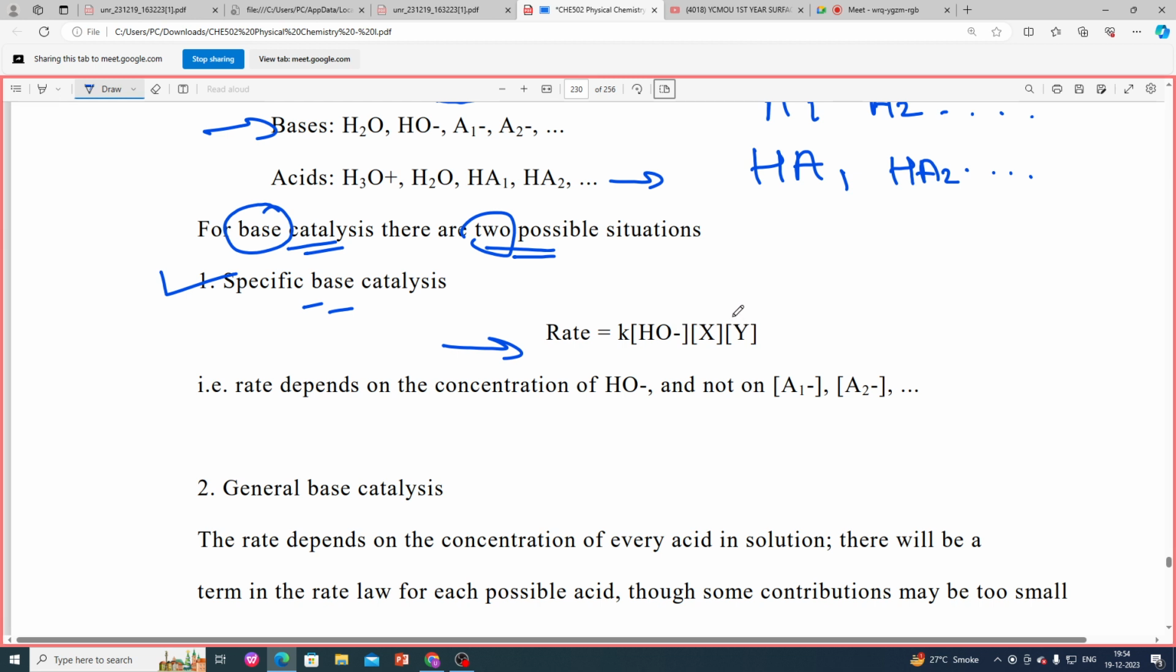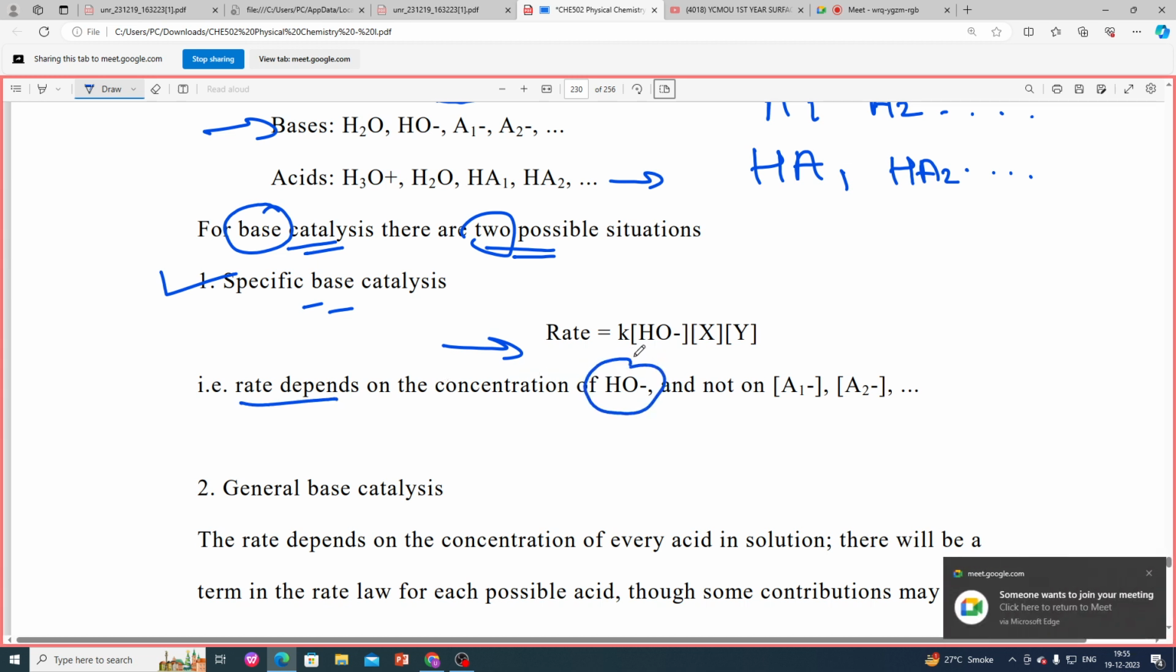Okay, so X and Y, these are the two reactants that can be there. So we can write here instead of this, concentration of X and concentration of Y. That is, the rate depends on the concentration of OH minus and not on the concentration of A1 minus and A2 minus. यहाँ पे दिया है देखो, बेस को हम लोग देख रहे हैं, so the rate depends on the concentration of OH minus.